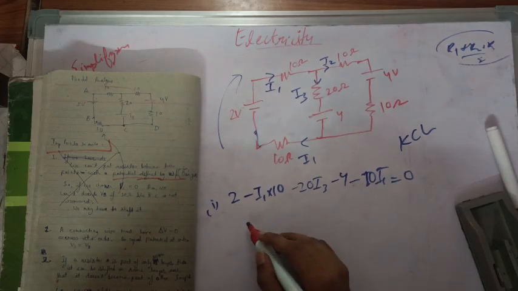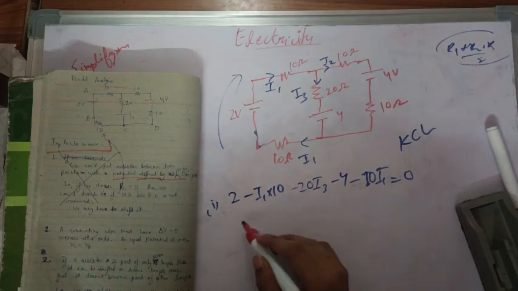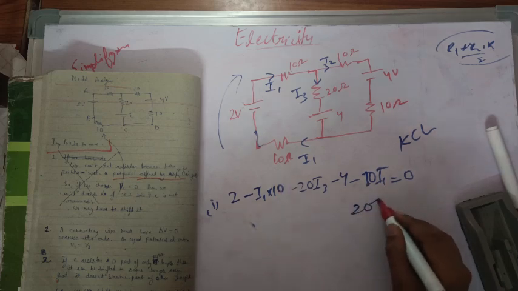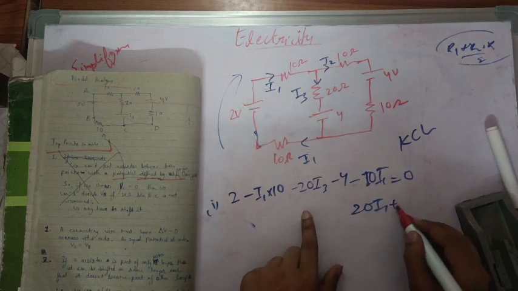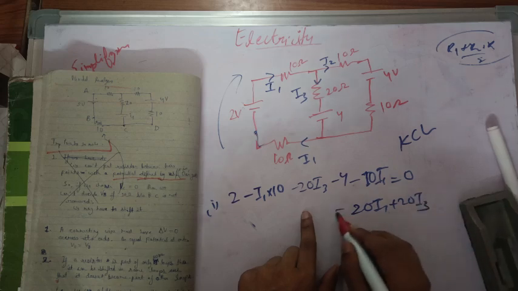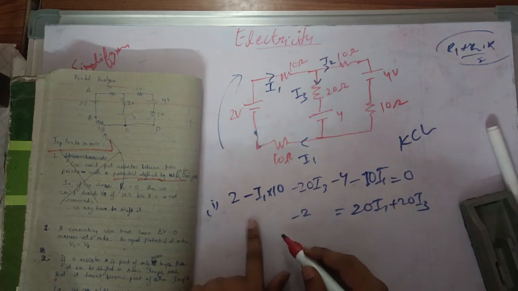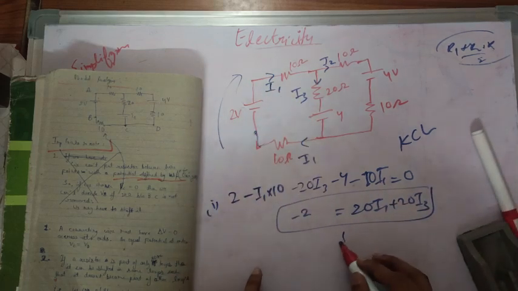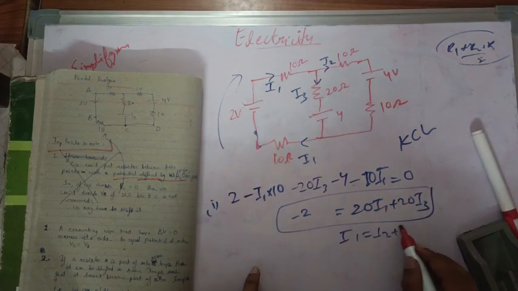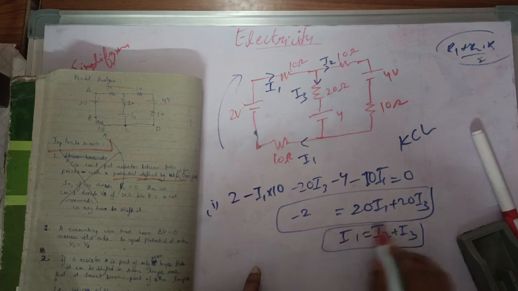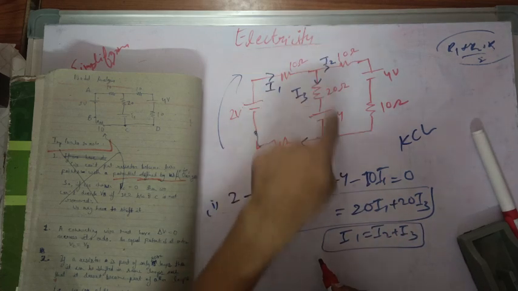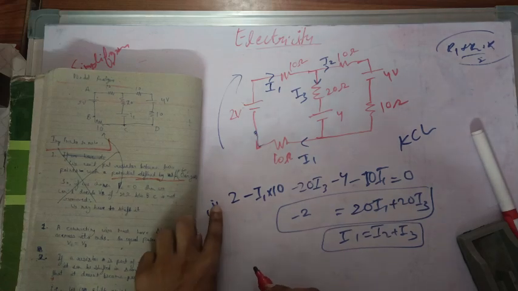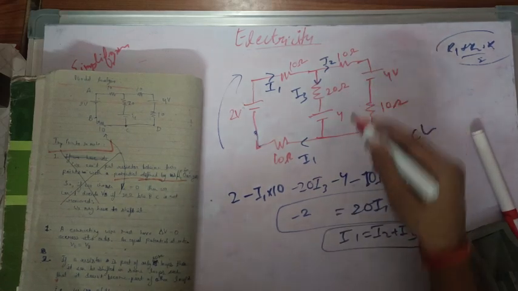Simplifying it, we get 20 I1 plus 20 I3 is equal to minus 2. This gives this equation, and one equation we have is that I1 is equal to I2 plus I3, from the junction rule. And from this loop we can make another equation.